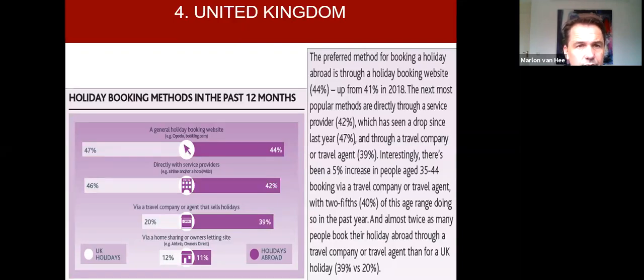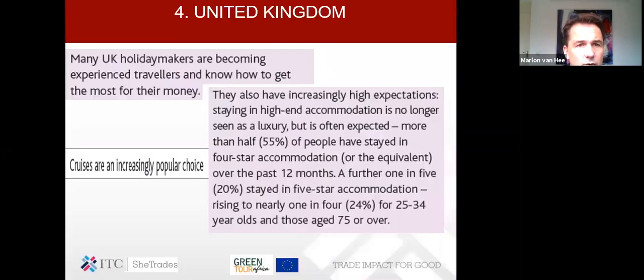So what else? Many UK holidaymakers are becoming experienced travelers and know how to get the most for their money. So, price sensitive. And I think price sensitivity will grow because of Brexit and the possible recessions caused by COVID, not only for the UK, but also other countries in Europe. We need to see how this will evolve.